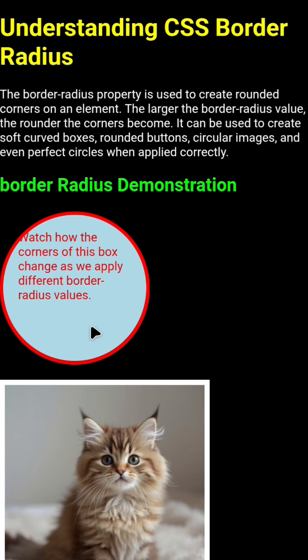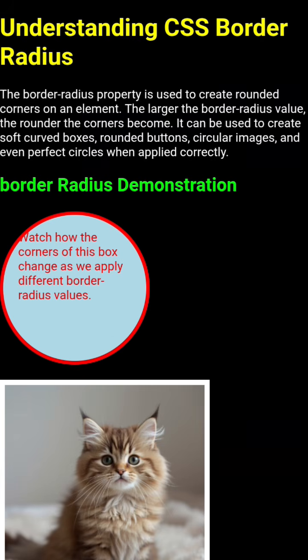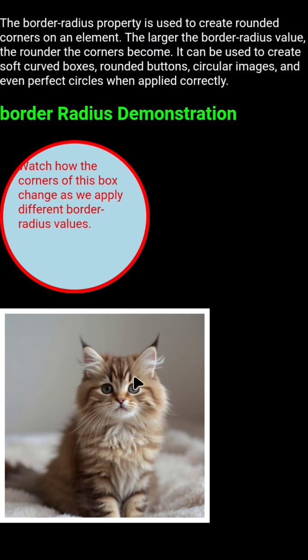Watch the screen. Because the radius is exactly half, the curves meet perfectly in the exact center of the box, turning your square into a perfect circle. Remember, if your width and height don't match, or if you don't use half the value, you won't get a perfect circle. Now, let's test this with a real image on our page.